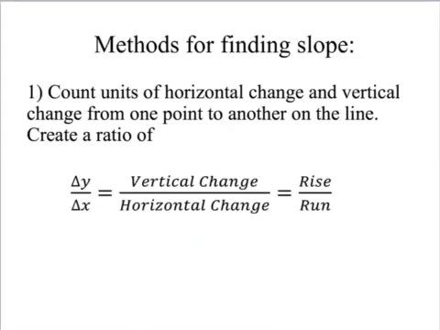The methods for finding slope. Our first method is really just counting the units of horizontal change and vertical change from one point to another on the line. That's just like those previous graphs we were looking at. We counted how much of a vertical increase there was and how much of a horizontal increase there was. And then you want to create a ratio. Our ratio here is pronounced delta y over delta x.